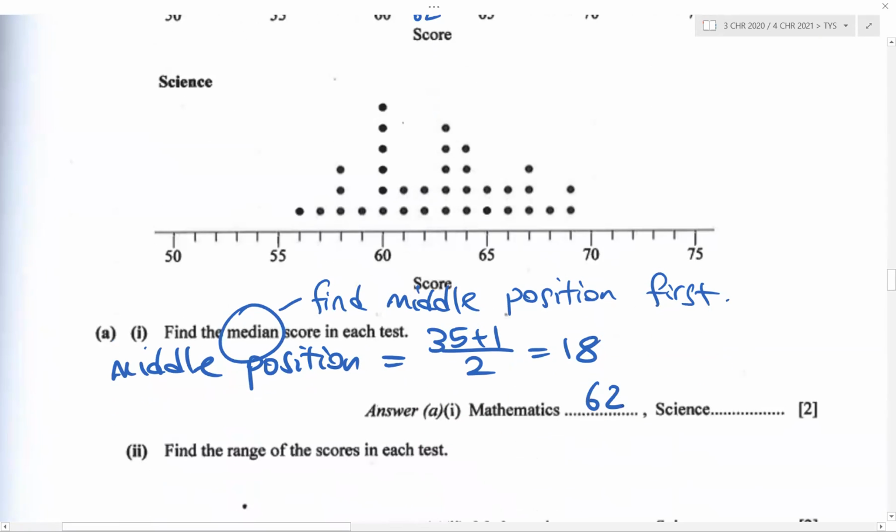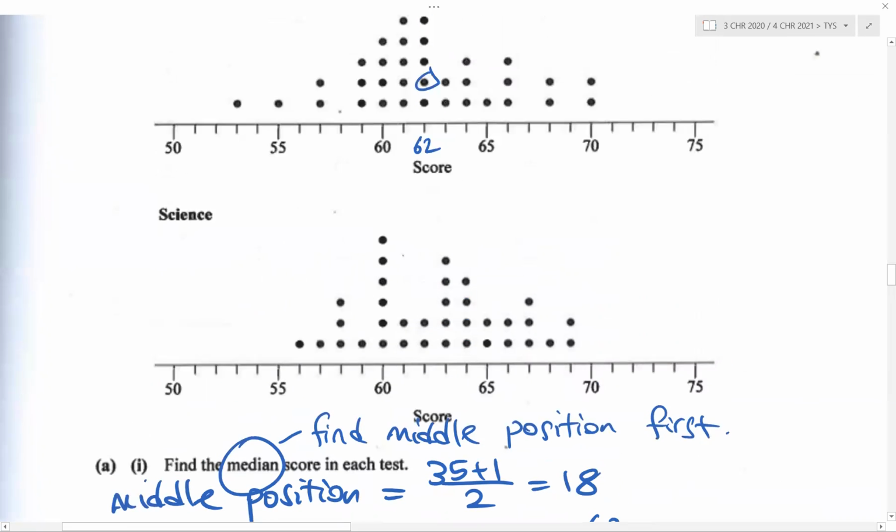But what about the median for science? You need to count again. Number 18. This is number 1, 2, 3, 4, 5, 6, 7, 8, 9, 10, 11, 12, 13, 14, 15, 16, 17, 18. If you count from the top, okay, hang on. So this has a value of 61, 62, 63. The median position is still 18 because the number of students didn't change. Still position number 18, the value is 63.